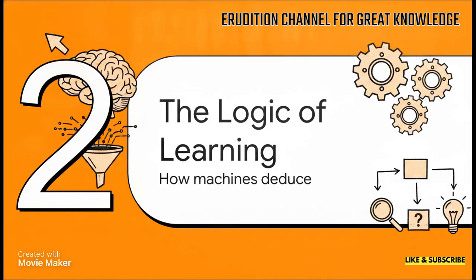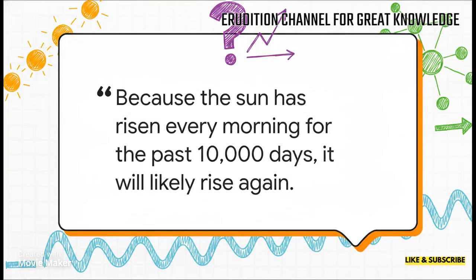Section 2, the logic of learning. Well, think about how we humans figure things out. The entire premise underlying these predictive learning algorithms is that tactics and conclusions that worked well in the past are highly likely to keep working well in the future. It's basically historical repetition. Take this super clear, relatable deduction. Because the sun has risen every morning for the past 10,000 days, it will likely rise again tomorrow. We learn from what's happened before. Machine learning operates on this exact same foundational logic. It uses historical data to forecast future events.